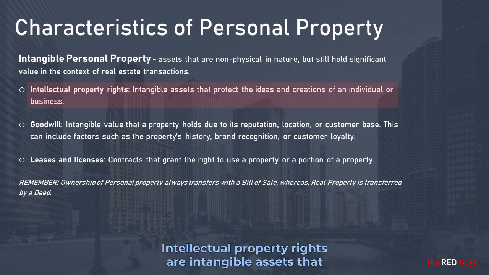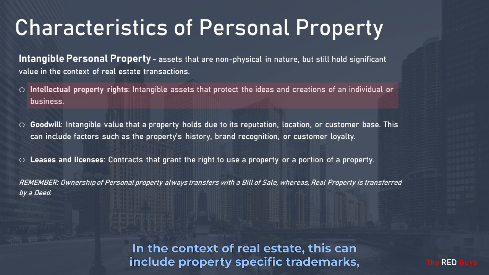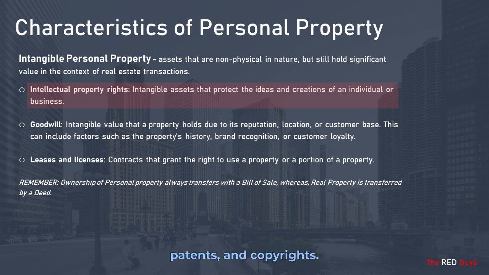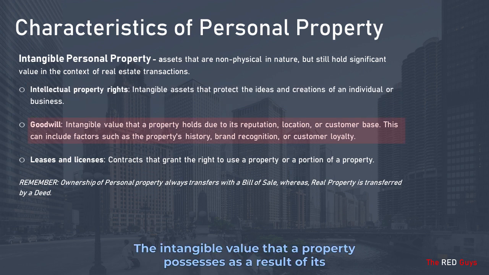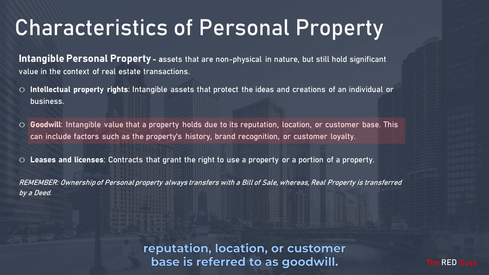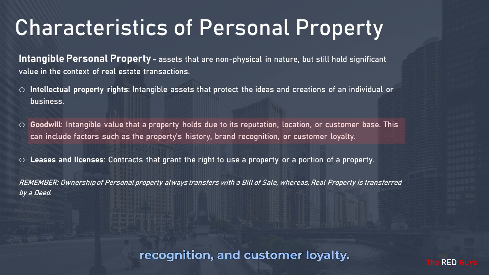Intellectual property rights are intangible assets that protect an individual's or business's ideas and creations. In the context of real estate, this can include property-specific trademarks, patents, and copyrights. The intangible value that a property possesses as a result of its reputation, location, or customer base is referred to as goodwill. This can include things like the history of the property, brand recognition, and customer loyalty.